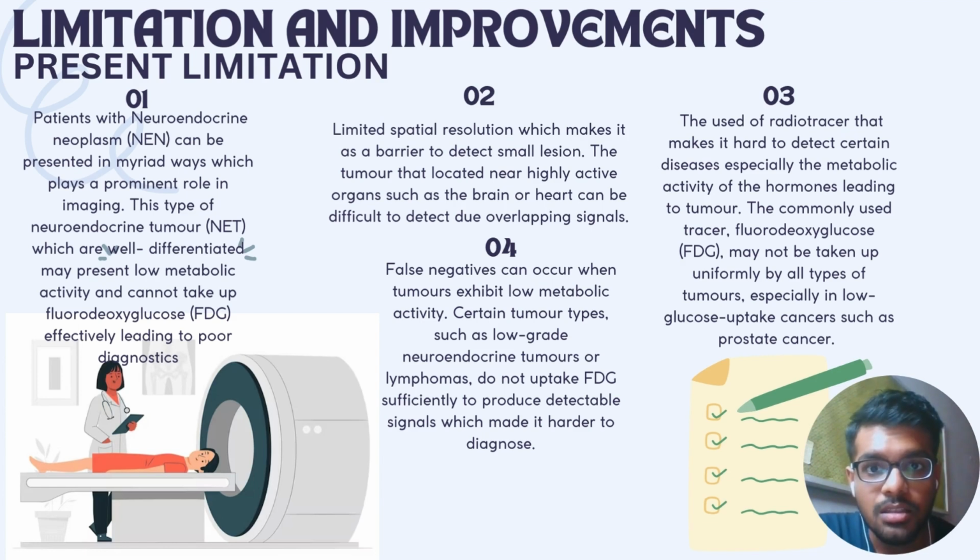Tumors located near highly active organs such as the brain or heart can be difficult to detect due to overlapping signals. The third is the use of radiotracers, which makes it hard to detect certain diseases, especially the metabolic activity of the hormones which leads to tumor. The common one used is FDG, but FDG may not be taken up uniformly by all types of tumors, especially low glucose uptake cancers such as prostate cancers.